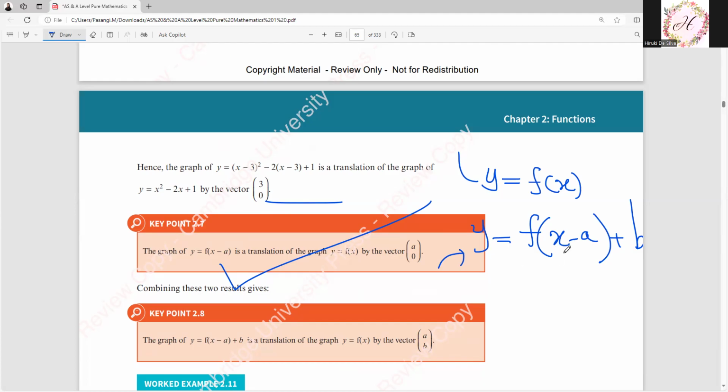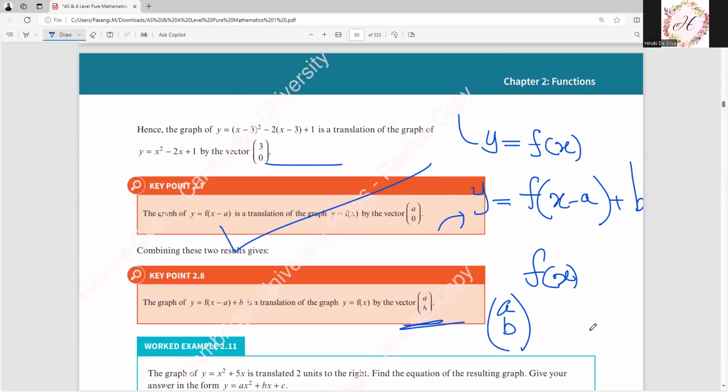What do you think? How does the vector work? What are the changes here? Here the x component becomes a and the y component becomes b. So (a, b). Because it has been moved, according to f(x), we have to move a units along the x-axis to the right side, and then also move up b units along the y-axis. That's how it is. So we mention the vector like this: (a, b). That is it.